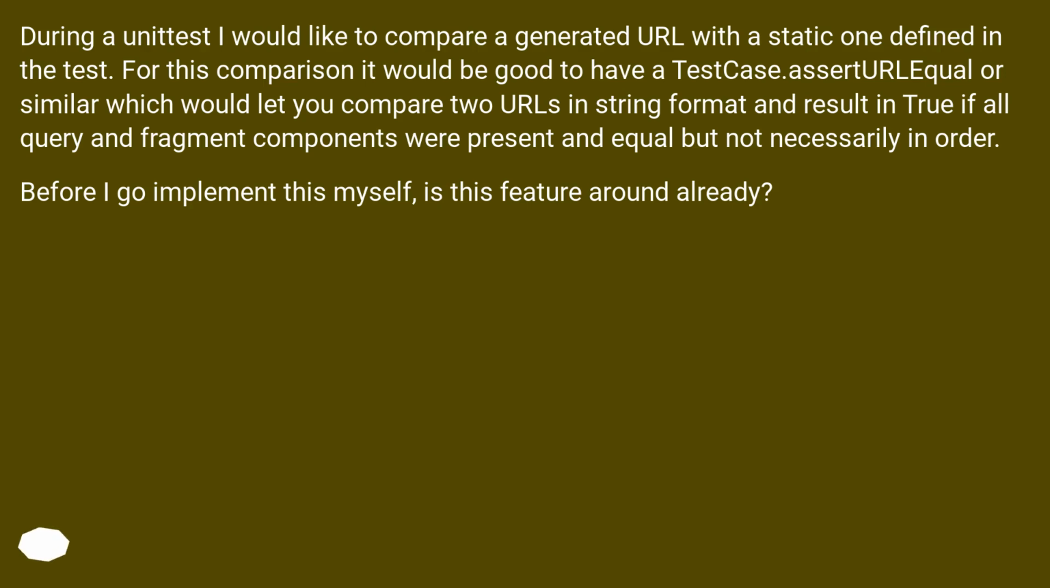During a unittest, I would like to compare a generated URL with a static one defined in the test. For this comparison, it would be good to have a TestCase.assertURLEqual or similar, which would let you compare two URLs in string format and result in true if all query and fragment components were present and equal, but not necessarily in order. Before I go implement this myself, is this feature around already?